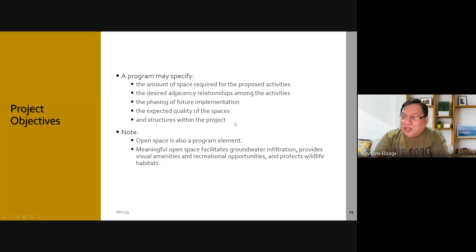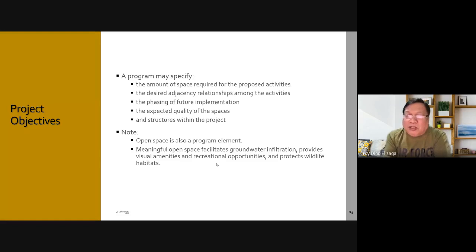So just last night I was watching the video about the headquarters of Apple and how they presented it, no? So that in the property they actually have not only this ring but also other buildings. So note that open space is also a program element. Okay. So I mentioned earlier that if this were a building, we'll be talking about rooms. But since this is a site that we're trying to program, open spaces are considered like a room, okay, a program element. And then there are meaningful spaces that facilitate groundwater infiltration, provide visual amenities, and recreational facilities.